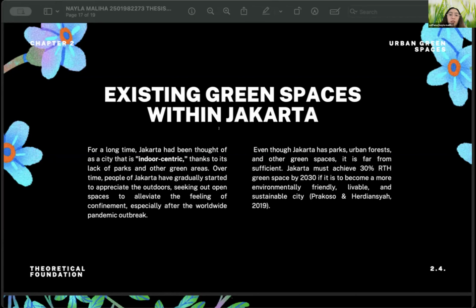But over time, people of Jakarta have gradually started to appreciate the outdoors. They're trying to seek out open spaces to alleviate the feeling of being confined, especially after the pandemic. A significant transformation that I also felt in the community was sparked by the introduction of public transit, such as the MRT and the LRT, due to how walkable and accessible the stations are to numerous establishments everywhere. Additionally, public buses have also evolved in integrating stops with the MRTs to provide even more flexibility.